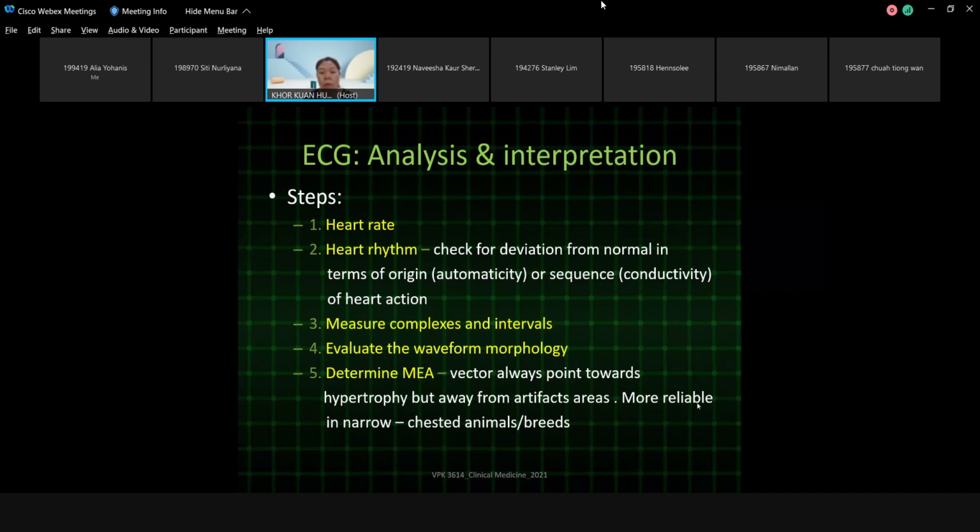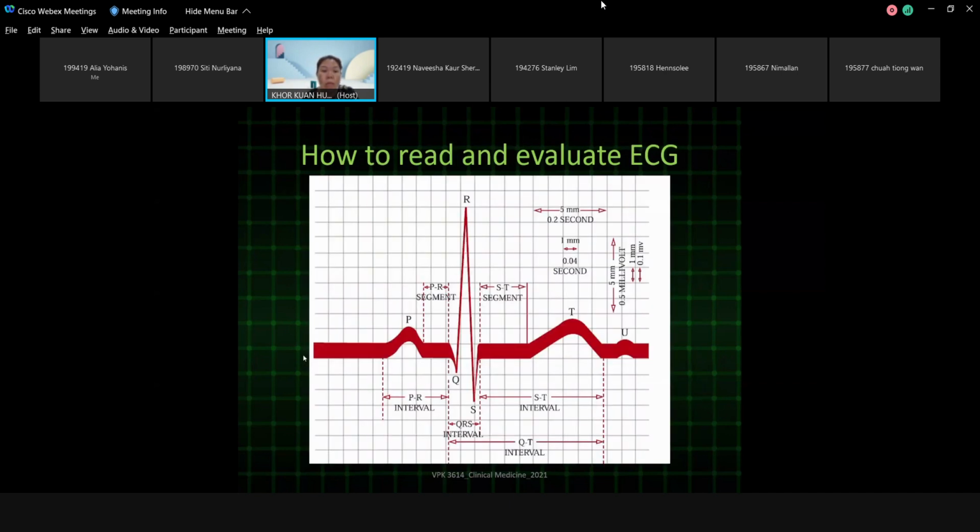So it's more reliable in narrow-chested animal breeds. So all those broad-chested animals, or those fatty obese dogs and stuff like that, they tend to be very hard to interpret sometimes. Okay. So again, P, Q, R, S, T. U, don't bother. T, whether it goes up or down, doesn't matter.